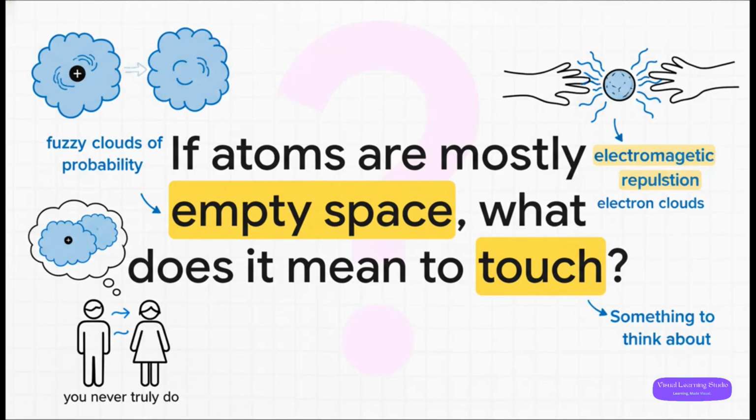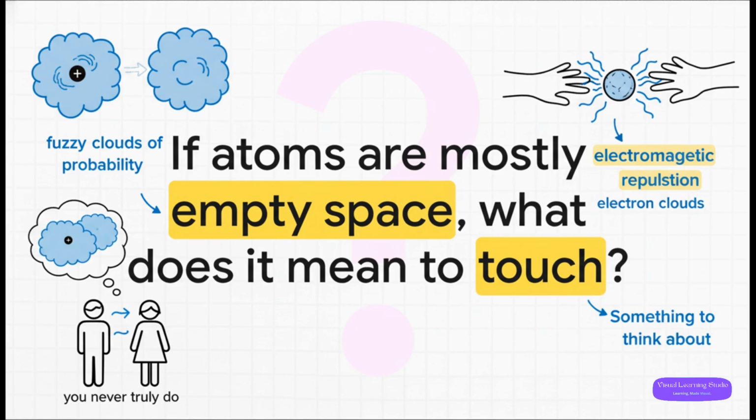So I'll just leave you with one final, kind of mind-bending thought. If an atom, and that means everything, you, me, the chair you're sitting in, if it's all just mostly empty space defined by these fuzzy clouds of probability, what does it even mean to touch something? The crazy answer is you don't. You never actually touch anything.